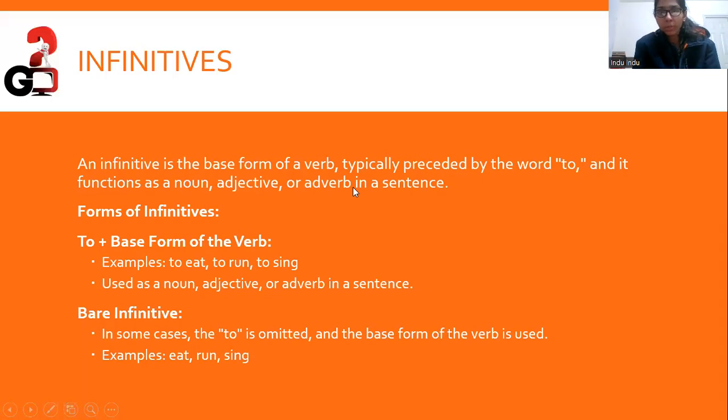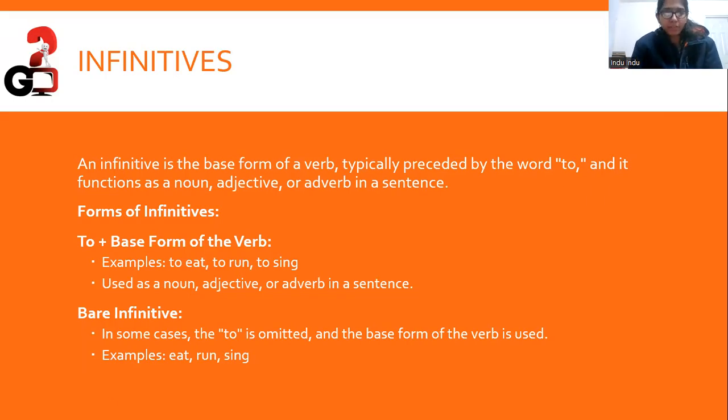We now will talk about infinitives. An infinitive is the base form of a verb. It is typically preceded by the word to, and it functions as a noun, adjective, or adverb in a sentence. Right? Either noun, adjective, or adverb, and it is preceded by the word to, plus it is the base form of the verb. Now, forms of infinitives: to plus the base form of the verb. For example, to eat, to run, to sing, to speak, to teach, right? It is used as a noun, adjective, or adverb in a sentence, as I've talked about before.